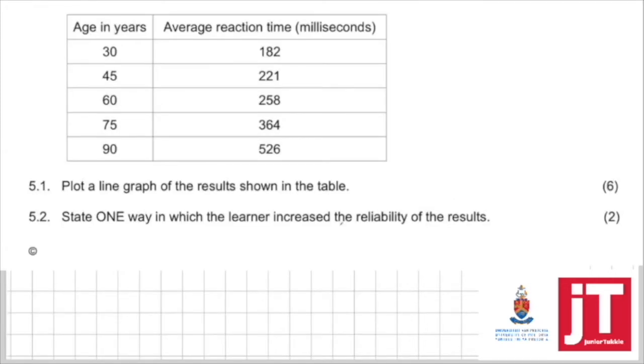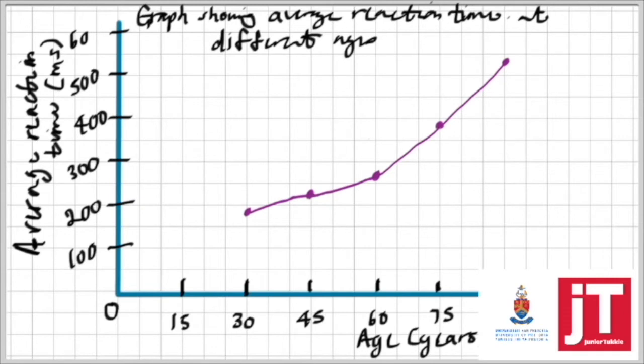5.1. Plot a line diagram of the graph. A line graph of the results shown in the table. This is for 6 marks. Graphs usually only count for 6 marks in an exam. Right, I've drawn the graph already.